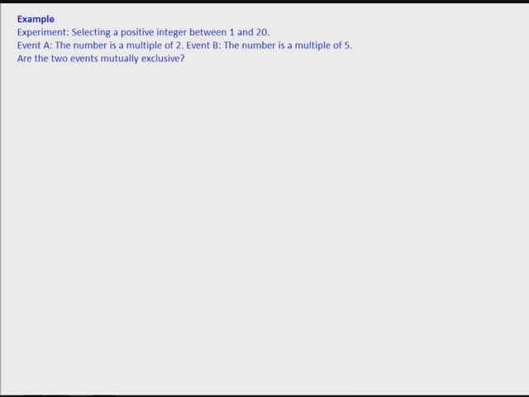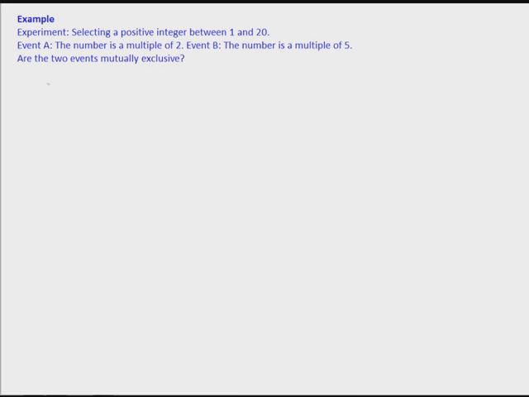Experiment: selecting a positive integer between 1 and 20. Event A, the number is a multiple of 2. Event B, the number is a multiple of 5. Are the two events mutually exclusive? What do you think? If the event A occurs, is there any possibility that event B also occurred? That is, do they have any outcome in common, which would cause both events to occur?